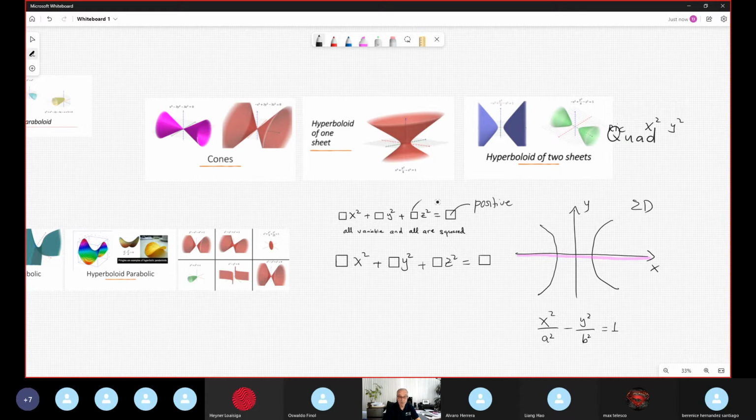And this is positive, and this is positive, and this is positive. In this case, no. In this case, suppose we get the right hand side. Okay, this is the right hand side. Suppose the right hand side is positive. Okay, then the ellipsoid.